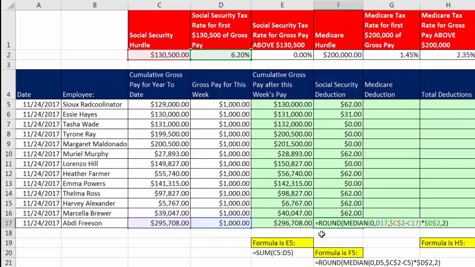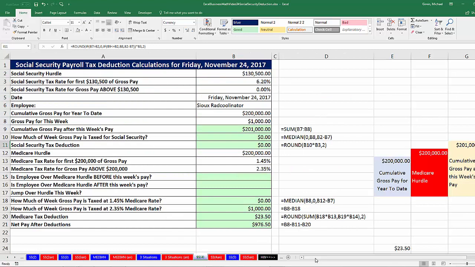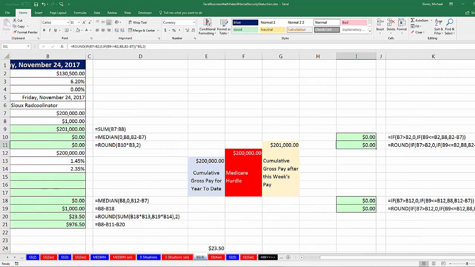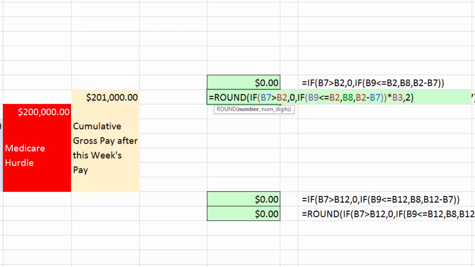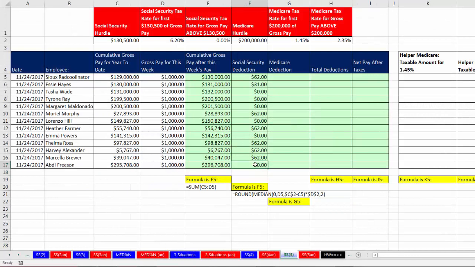By the way, I didn't even show you the much longer IF formula. If we go back over to SS4 off to the side here, that's a much longer, more complicated formula because you have to work through multiple logical tests using the IF function. So I'm glad we have F2, the median.